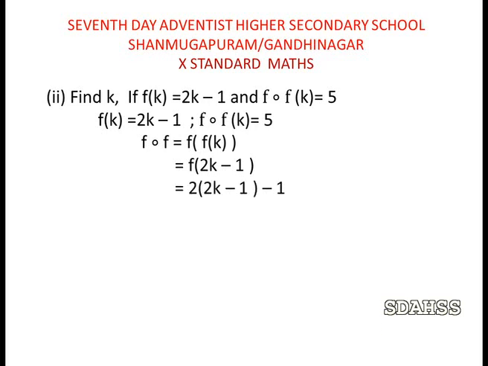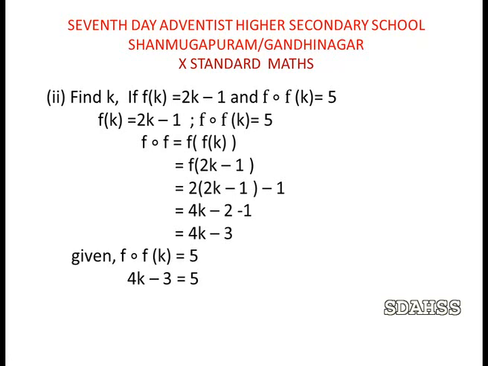In the function of f of k, you have to replace k is equal to 2k minus 1. Then you have 2 into (2k minus 1) minus 1. Multiply the 2 inside the bracket. So you have 4k minus 2 minus 1, which is equal to 4k minus 3. But the condition is f dot f of k is equal to 5. Now you have to substitute f dot f of k is equal to 4k minus 3. If you substitute, you will get 4k minus 3 is equal to 5.